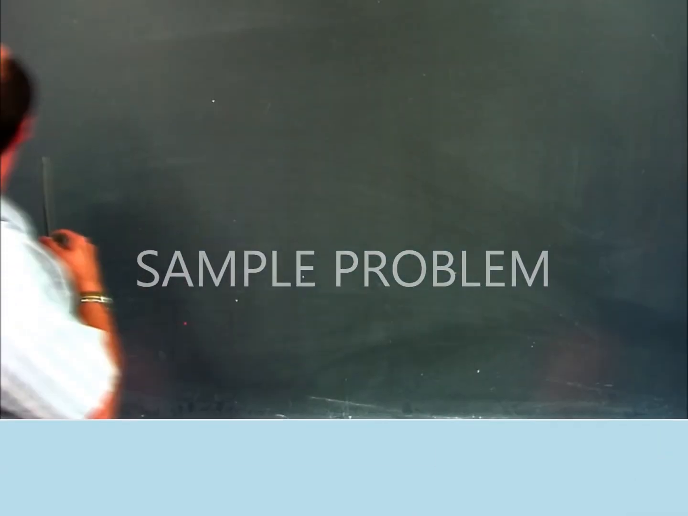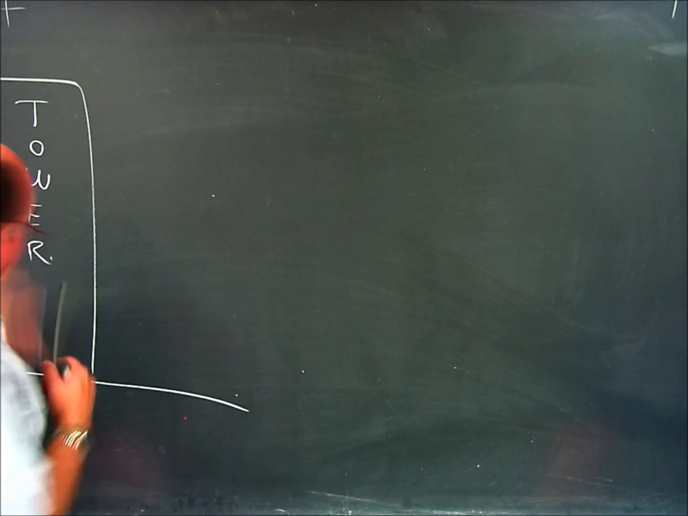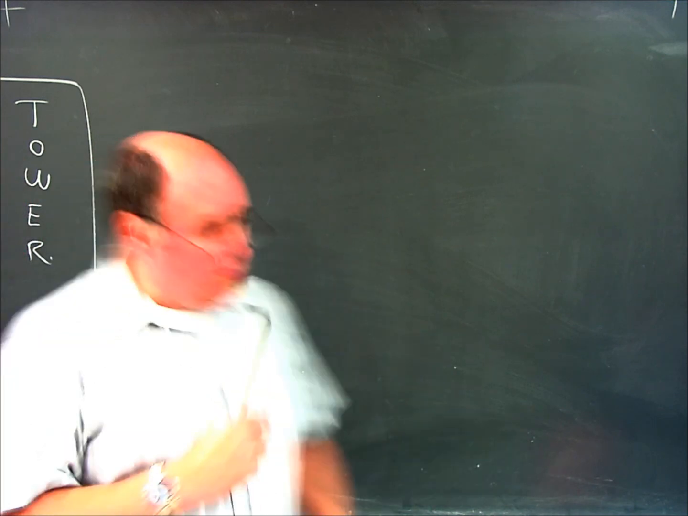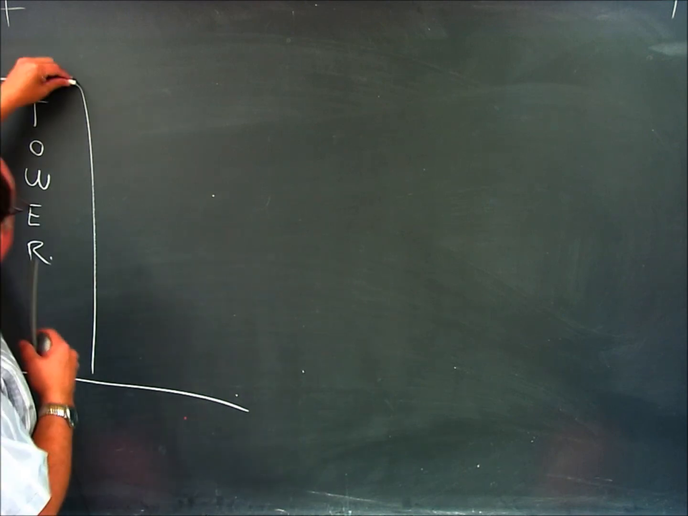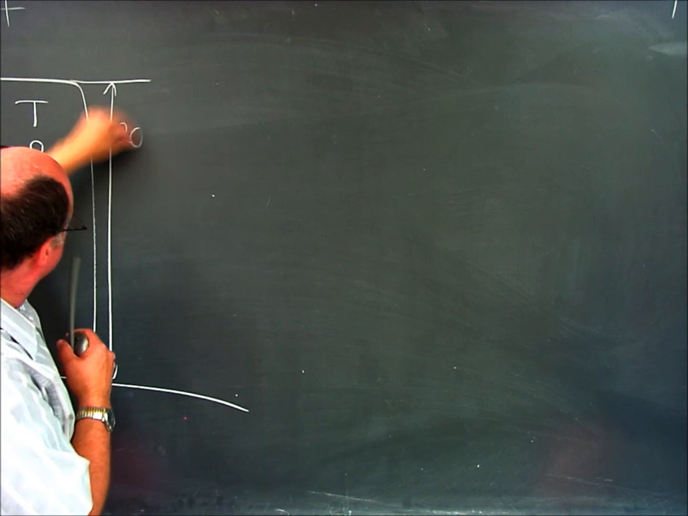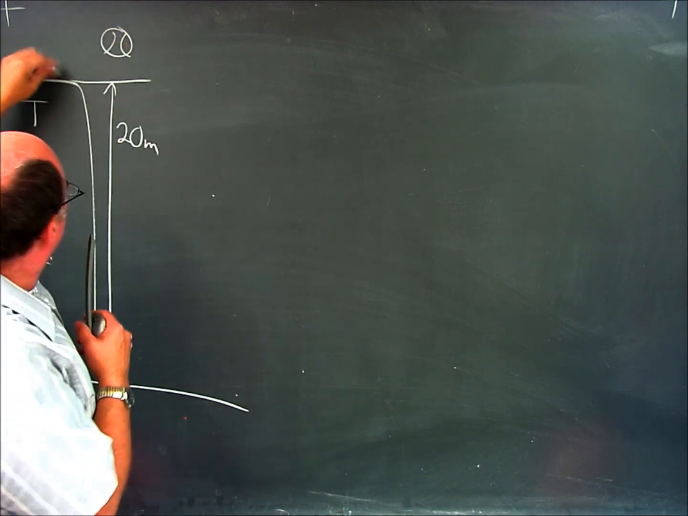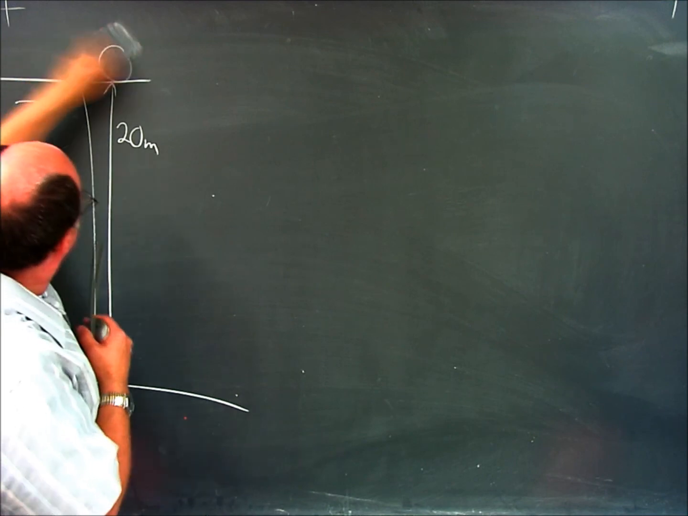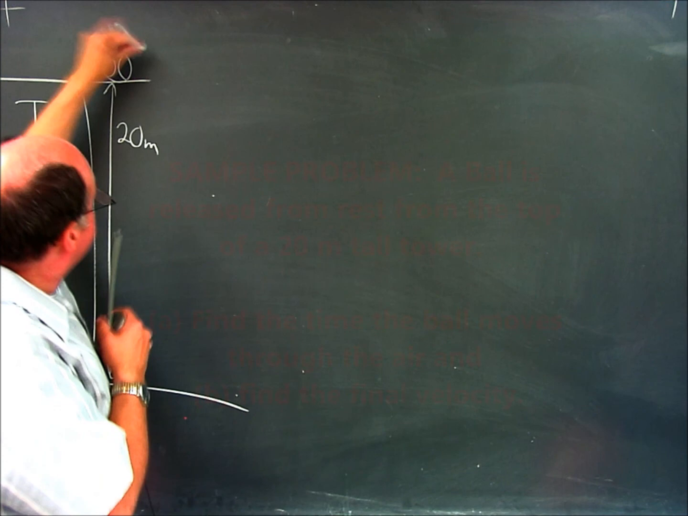Now, let's say we have a tower. It could be any number. Let's say that this particular tower is 20 meters tall. So from here to here, it is 20 meters tall. And let's say we hold a baseball out on the edge here, right at the edge. So someone's holding their hand with that baseball, and we're going to release it from rest.